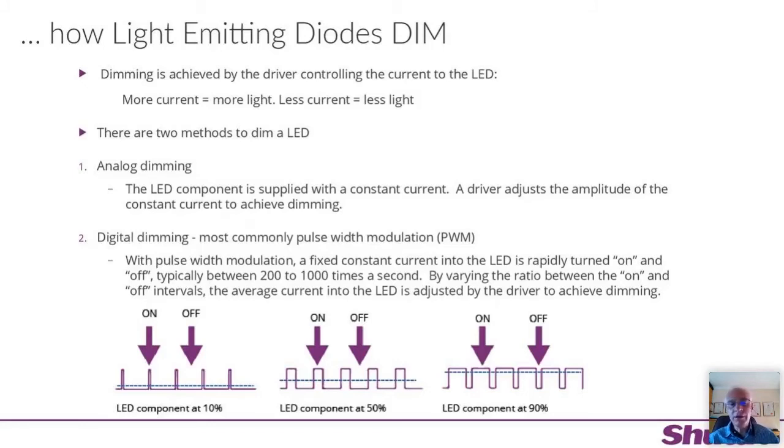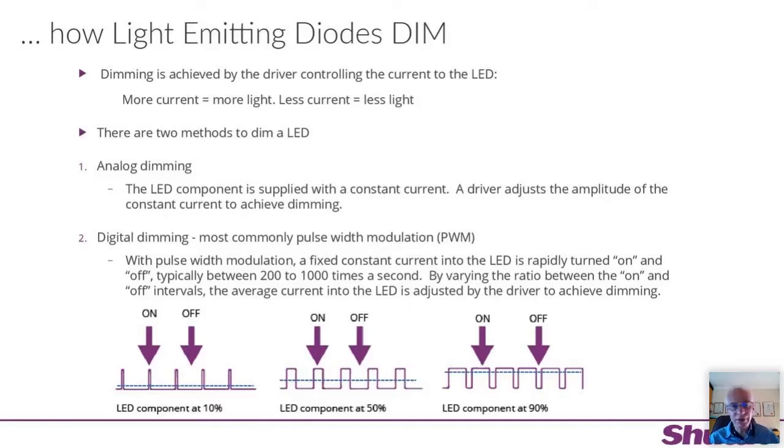Now, your second method is a digital dimming method. Once again, I'm talking about the actual LED component. There's a digital dimming method, and most of the time they use pulse width modulation. Now, pulse width modulation is very simple. You supply your LED component with a constant current, but you turn that current on and off very quickly. It's very similar to the concept that if you have a light in your house and you flick the wall switch very, very quickly, you actually get dimmer light.